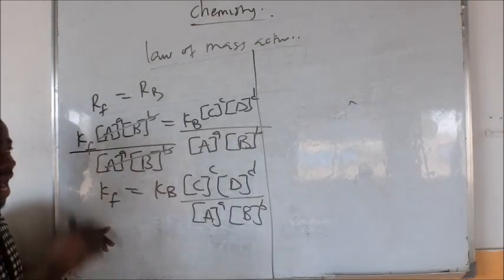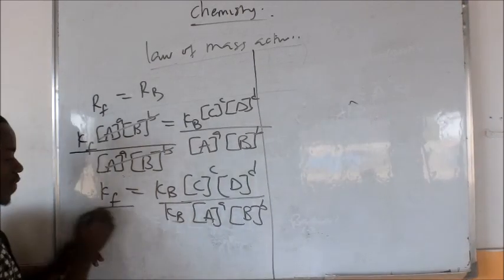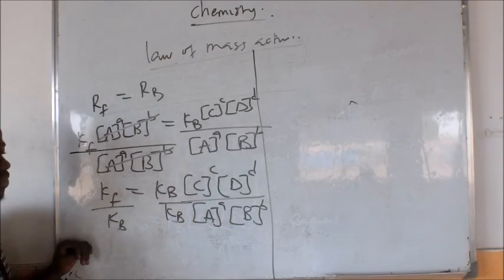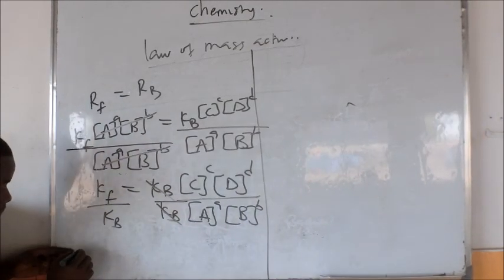Are you getting this now? At the same time, you still divide both sides by what? Kb. Are you getting it down? Kb will cancel Kb. At the end of the day, you have Kf all over what?